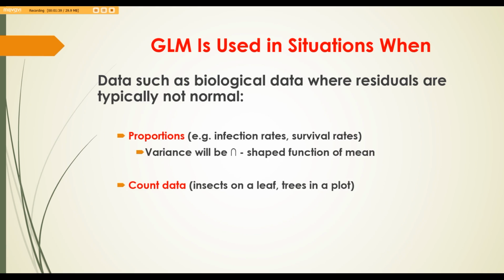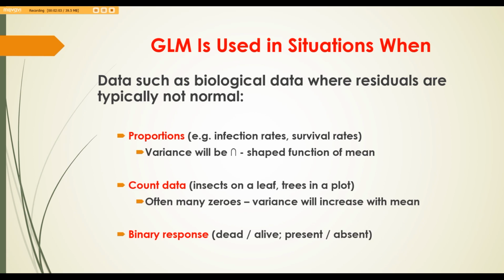For count data, say insects on a leaf, trees in a plot, or butterflies in a forest, all of these are regarded as count data, and it is a whole integer number. You can have, say, 100 butterflies in one forest and 25 butterflies in another forest, and these are typically count data, and we should model them using GLMs. And then we have binary responses, dead, alive, present, absent, and these data also lend themselves to GLMs.